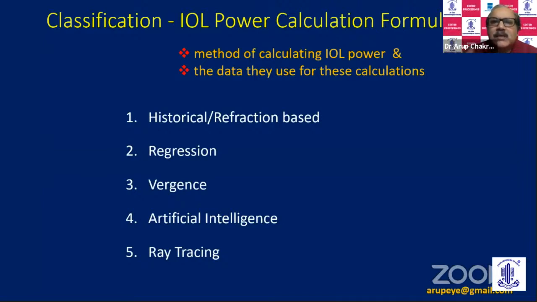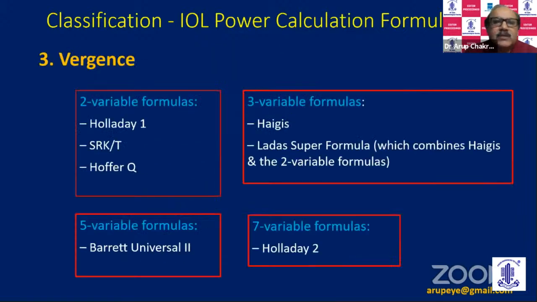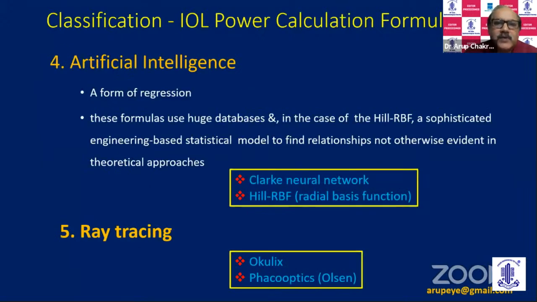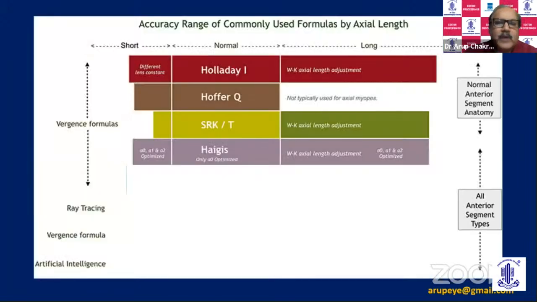So today the tendency is to classify the formulas based on the method of calculating the IOL power and the data that they use for these calculations. Vergence formulas have become very popular. Among artificial intelligence formulas, the Hill RBF definitely is making waves, and we are going to have version 3 released in a couple of weeks' time. The ray tracing formulas, though many of us don't use them, the Okulix or the Phaco Optics, maybe because they are paid formulas. But we are told that they are the future of IOL formulas.